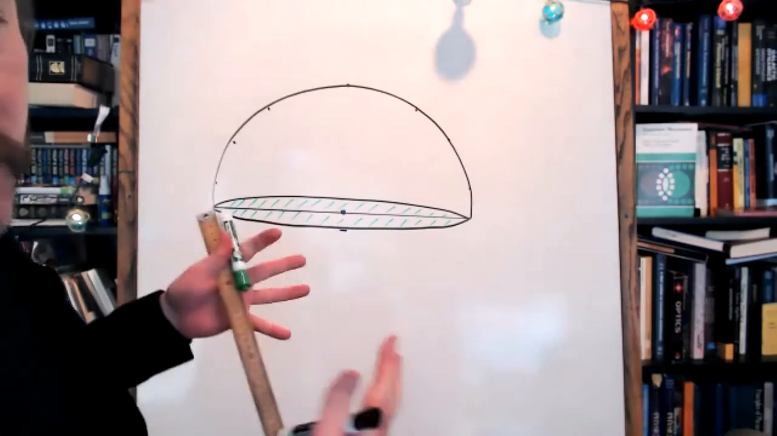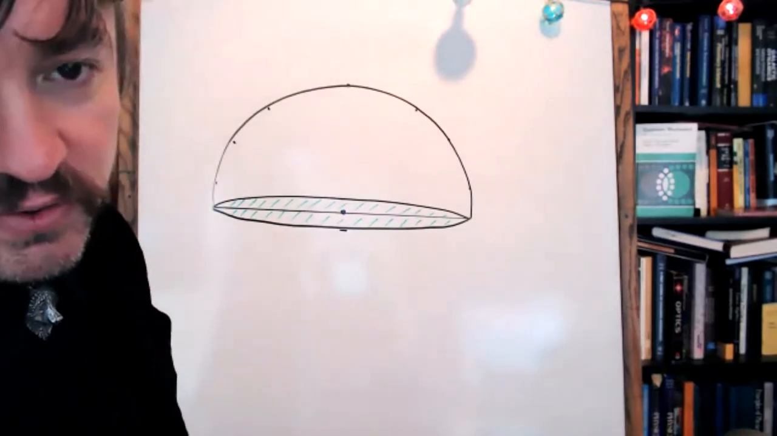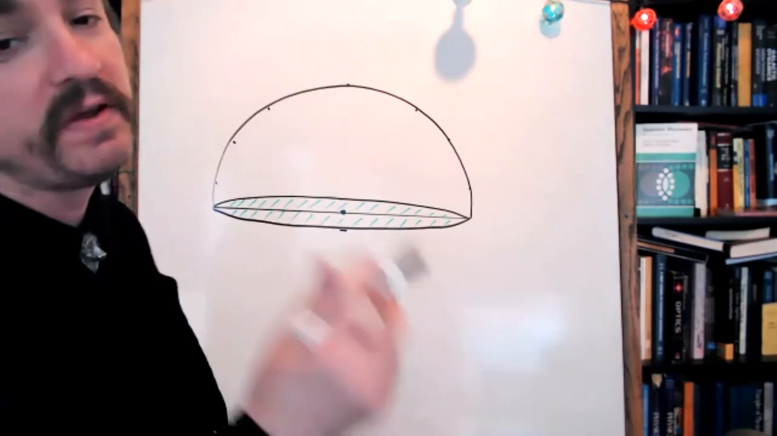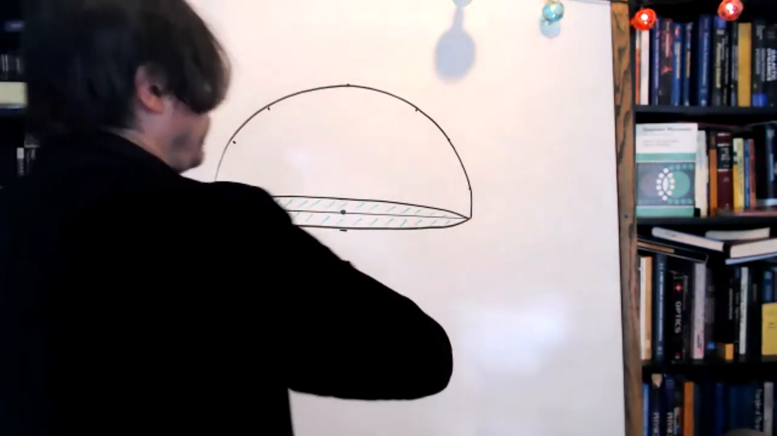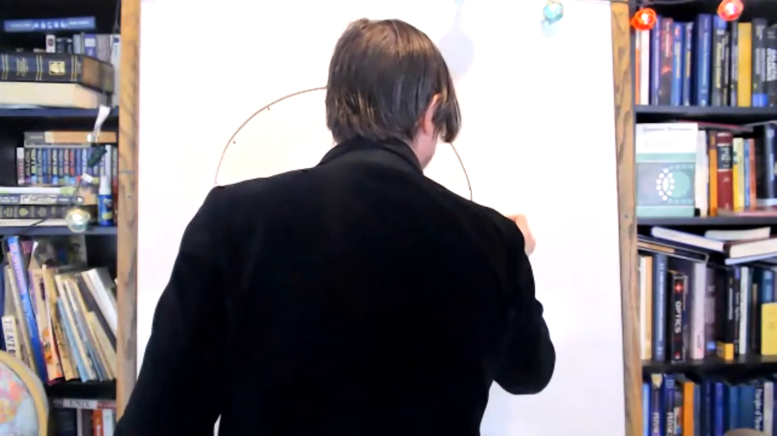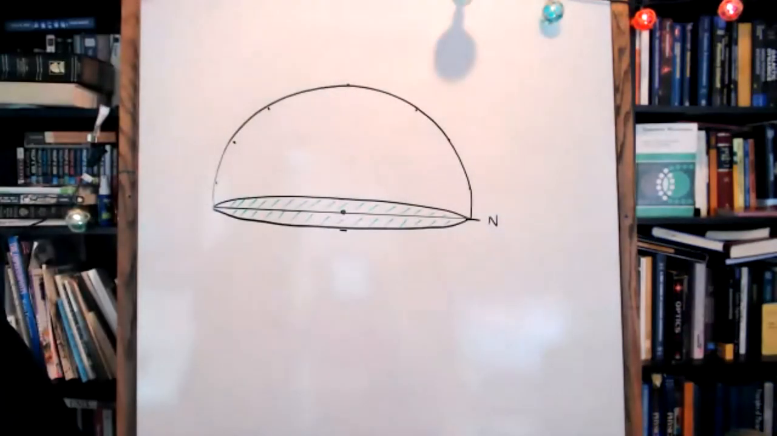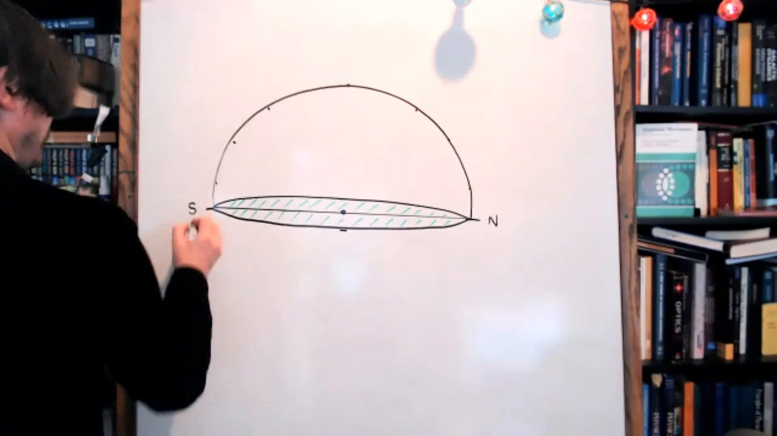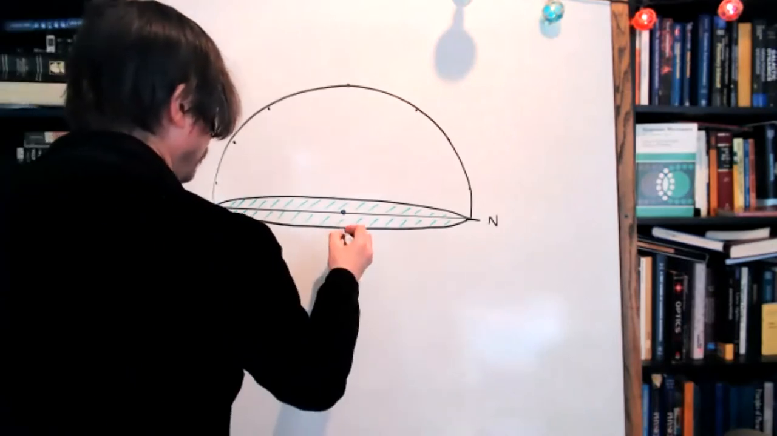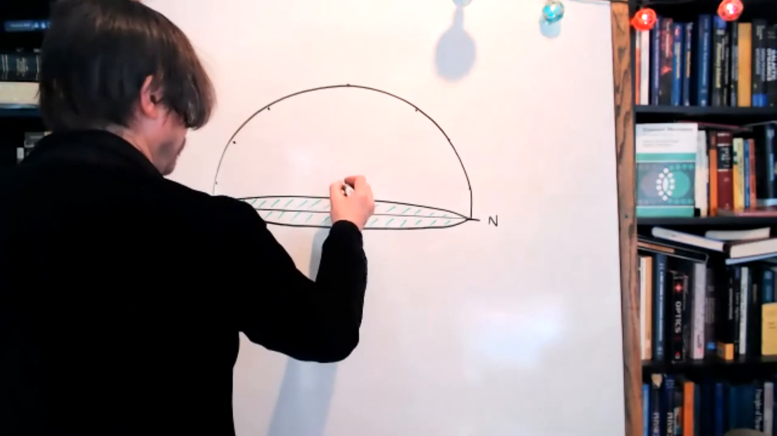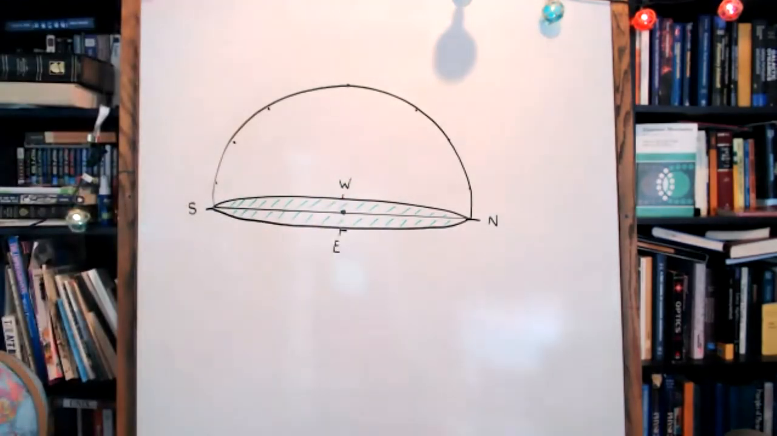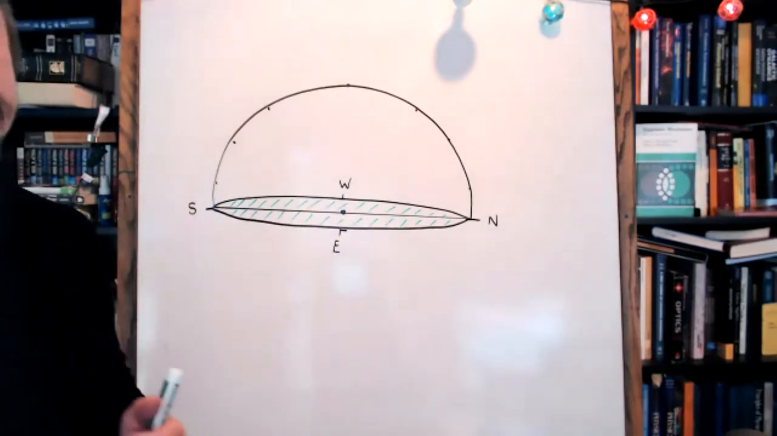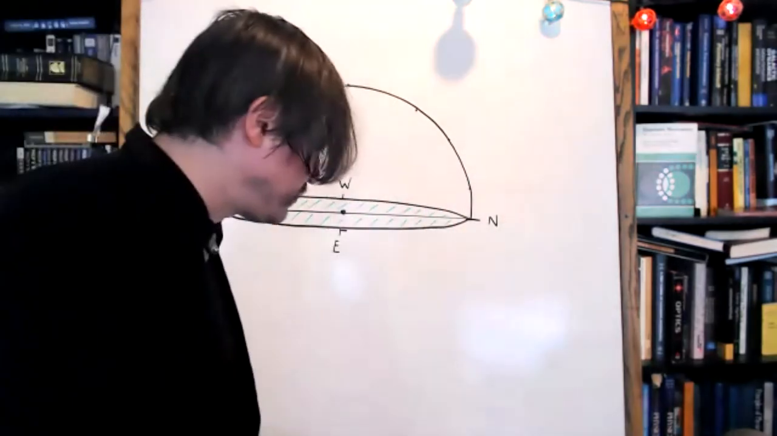Now, we've got the dome of our sky. The first thing that we need to do, it's imperative that we mark out the cardinal directions, north, south, east, and west. Because I am a right-handed person, by convention, I always like to put the north direction on the right-hand side of the page. So right is going to be north, left is going to be south, out of the plane of the board will be east, and into the plane of the board will be west. This is something that students often forget to do, but it's really important. You've got to mark north, south, east, and west so that you know where the directions are in the sky.